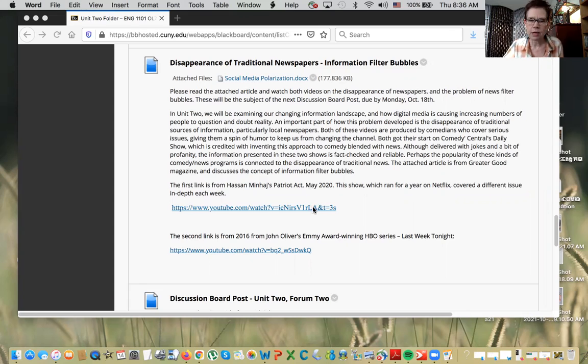So Hasan Minhaj's Patriot Act, it is comedy, and it ran for a year on Netflix, and every week he covered a different issue where he delved into that issue in a lot of detail with a lot of video clips and information packed into a 20-minute segment, but with comedy. So he's making a lot of jokes. There's a little bit of profanity, just kind of bear with it.